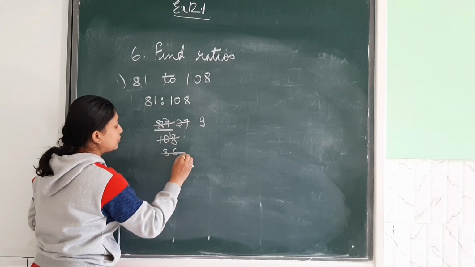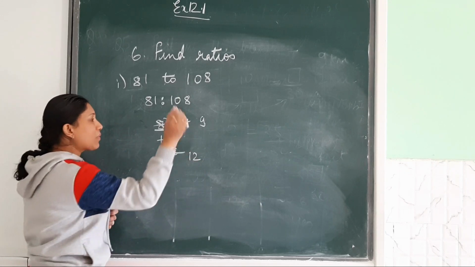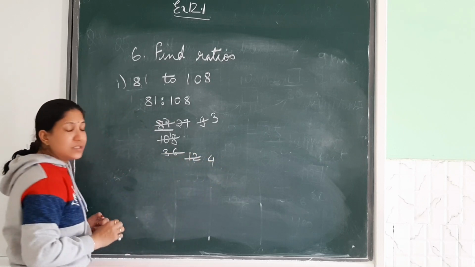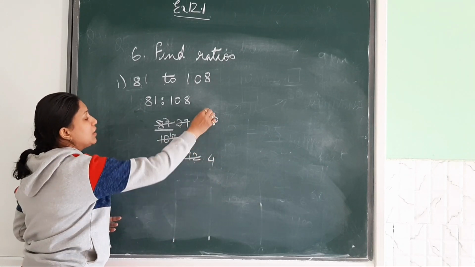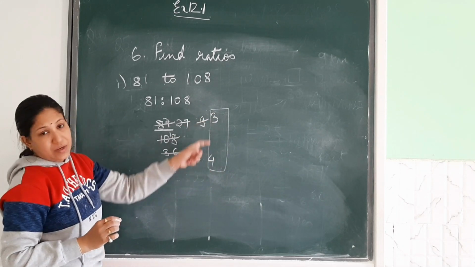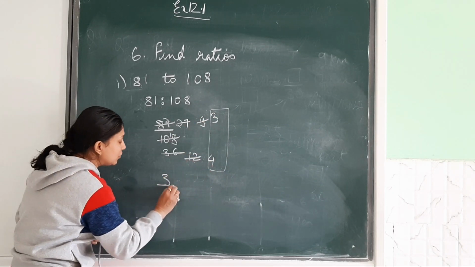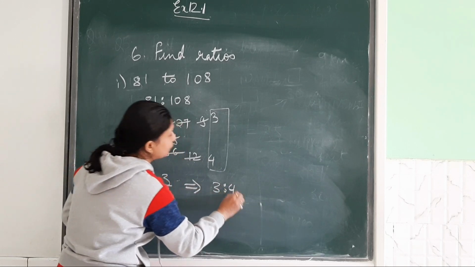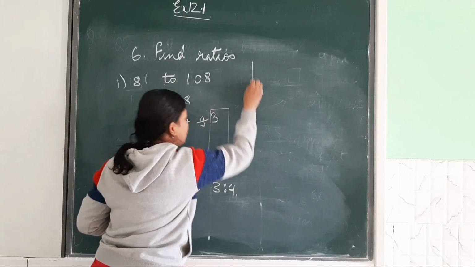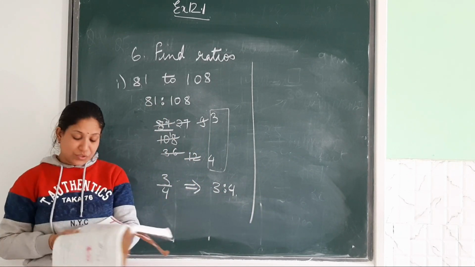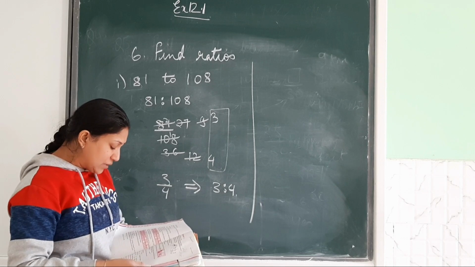3 9s are 27, 3 12s are 36. Again you can take the 3 only. 3 times 3 is 9, 3 times 4 is 12. Further you see, now it is already in reduced form. You cannot simplify it, okay? So what is the ratio? 3 upon 4. Ratio will be 3 is to 4. This is how you have to solve the sixth question. Let us take one more example.